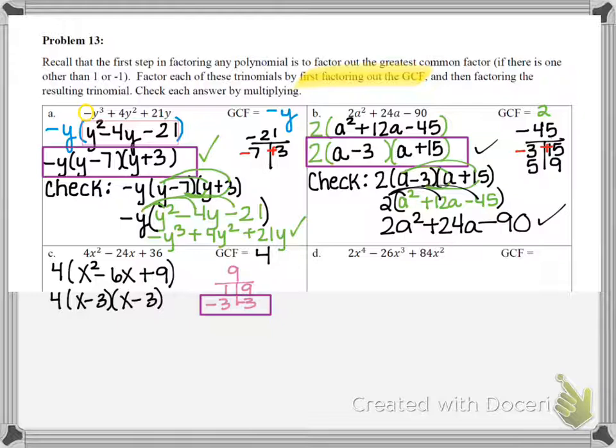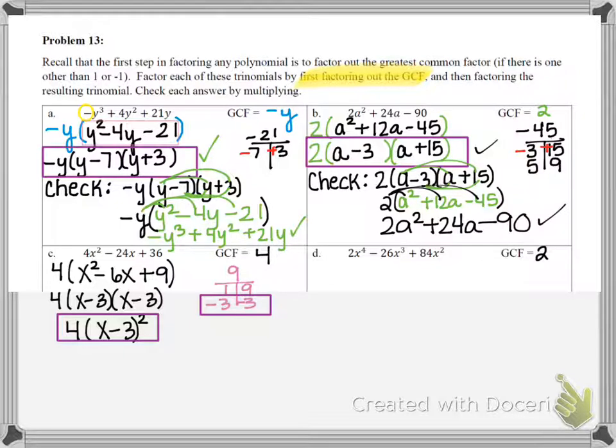But make sure you're leaving the negative 4 every time you write a new line. Make sure the negative 4 stays there. It's still part of your answer. We don't get rid of it. Now my binomials are the same. So instead of writing them out twice, I can write them out once with the exponent of 2. So for my final answer, I have 4 times the binomial x minus 3 squared.